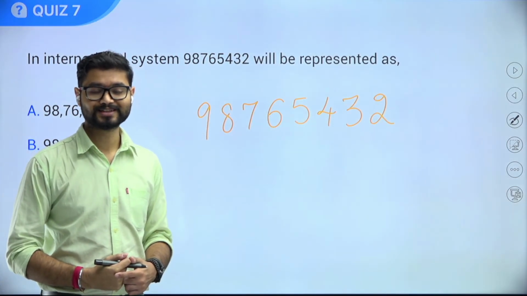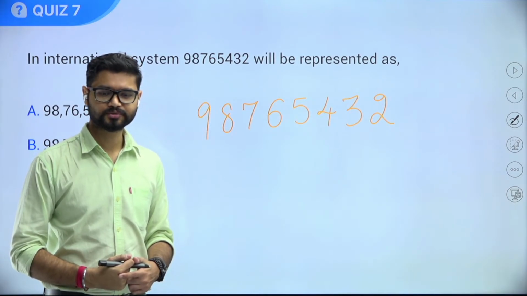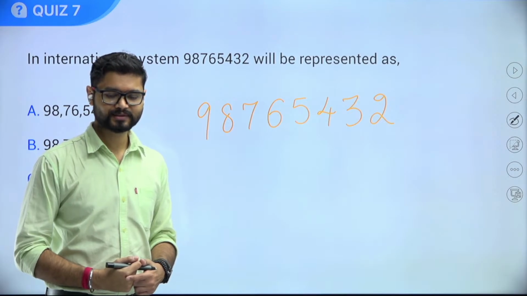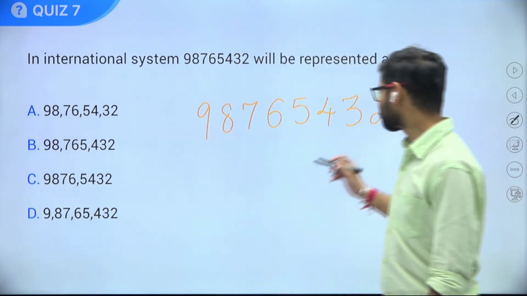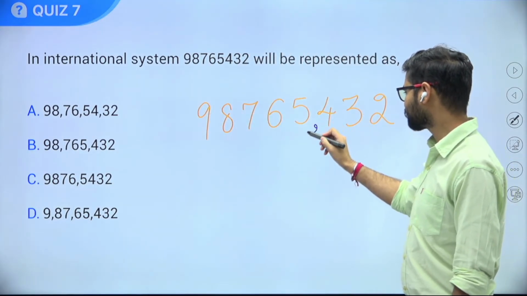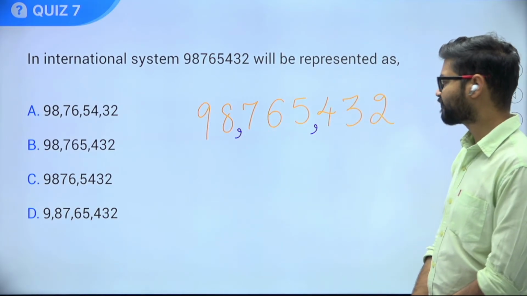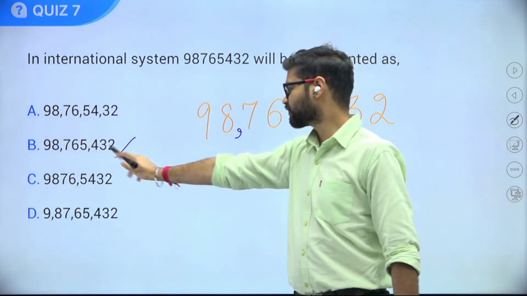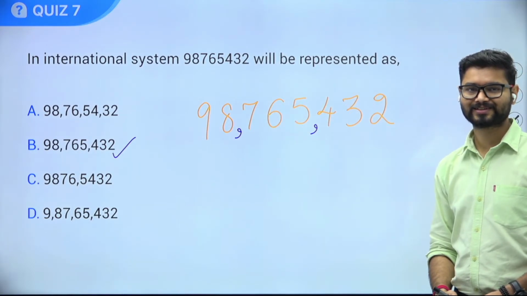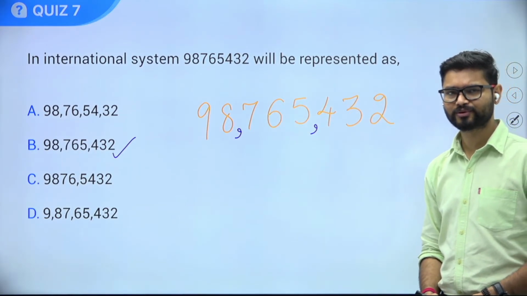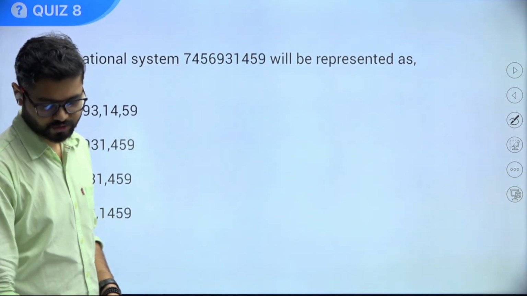Which of the following is the right answer? I hope you are understanding this. In the international system, we start from the right hand side and we start placing the commas after every 3 digits. So 98,765,432. Option B is the answer. That was easy peasy, don't you think so? Okay, let's take one more question.